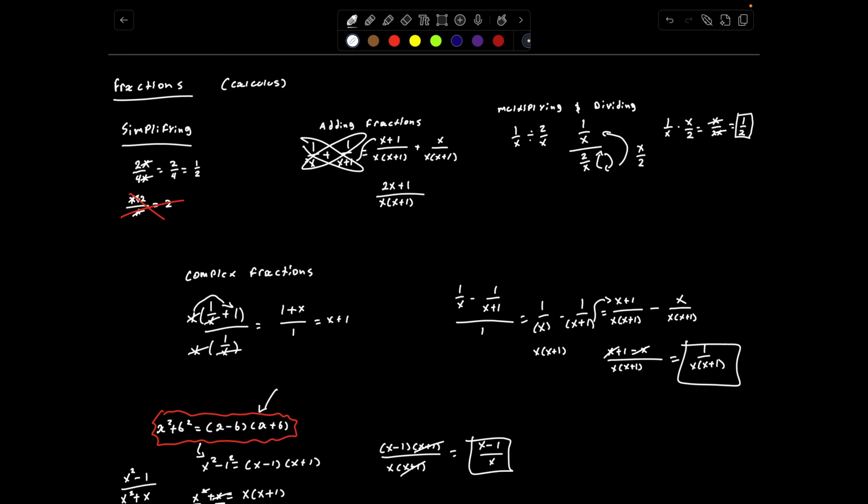In the next video, we're going to go ahead and get into radicals, irrational expressions. This is where things start to look a little bit ugly, but it's not a problem. I'll walk you through it step by step.